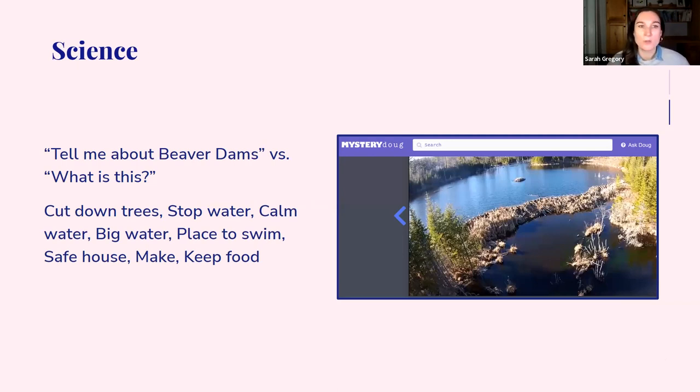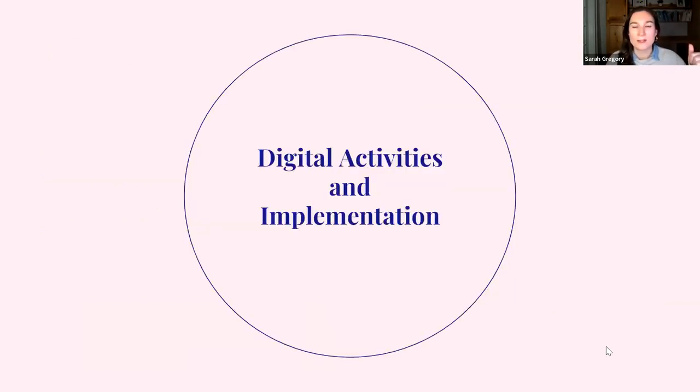And so we could say, all right, we cut down trees. The dam stops water. It's calm water. It makes big water. So these are all using these tier 1 core vocabulary words to describe these higher level, more specific concepts. All right, now we're going to get into the fun stuff, the digital activities, and some more implementation ideas.